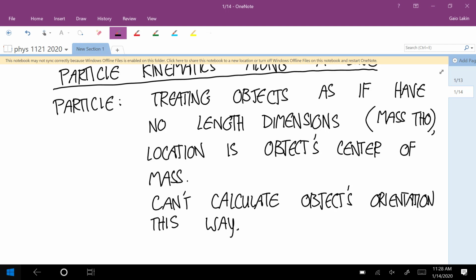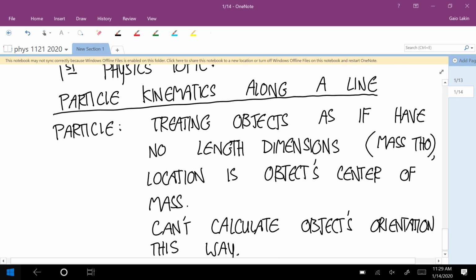There are a lot of times when you need to know an object's orientation where that's important information, and in those cases, you can't do this. But we're going to start out by just tracking the location of the center of mass of objects as the object moves around. And if it rotates or whatever, we're just uninterested in that information. Okay. The second bit of information in this title is kinematics.